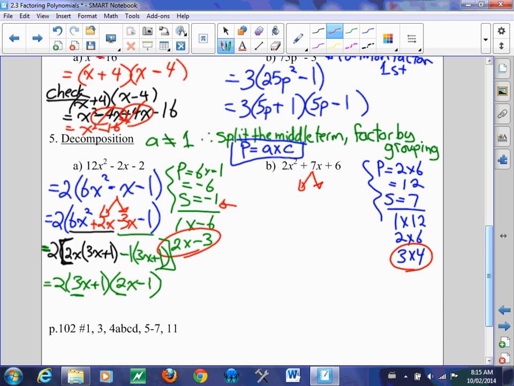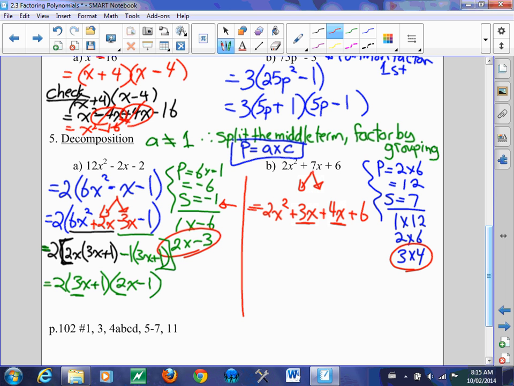So we're going to split that middle term. So what's this going to look like? Okay, this is going to look like 2x squared, and then I'm going to go plus 3x, and I'm going to go plus 4x, and plus 6.